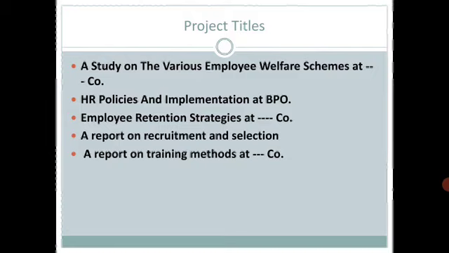See, the objective related to the first title, a study on the various employee welfare schemes at XYZ company. What might be the objectives of the study? The objective might be to study the various employee welfare schemes at XYZ company. XYZ company here means the company which you will be selecting. That itself will be the XYZ company. Getting it?